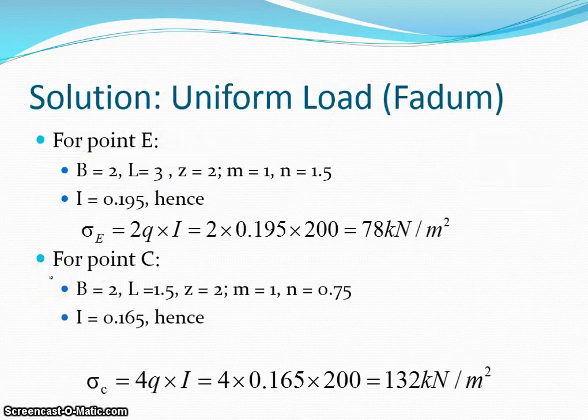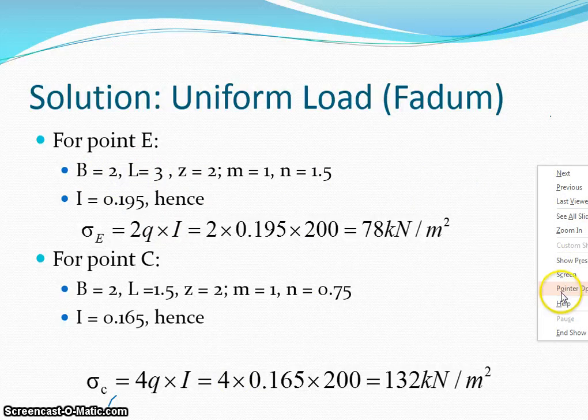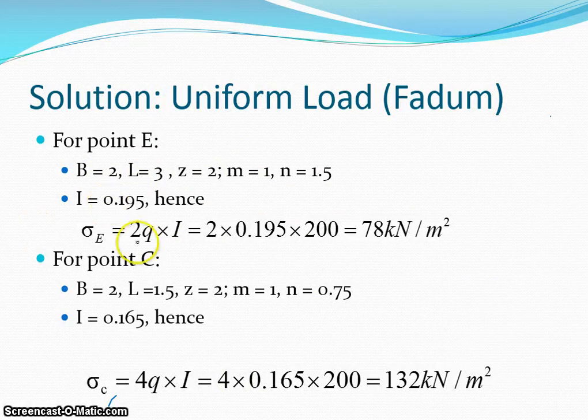Okay, let's see the solution. In here B is equal to 2, L equal to 3 for the rectangular that is divided into 2 parts, right? For the H1. Okay, B is 2, L is 3. So we got M is 1 and also N is 1.5. So the I is 0.195.